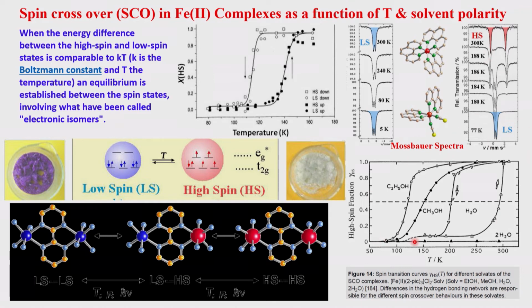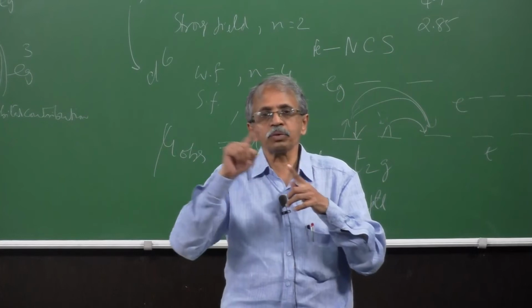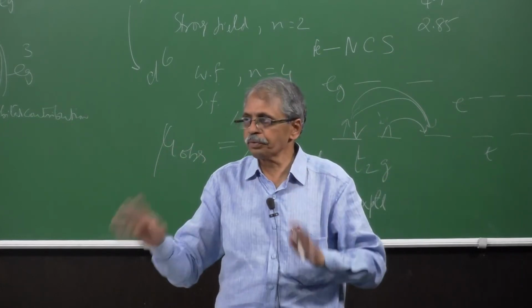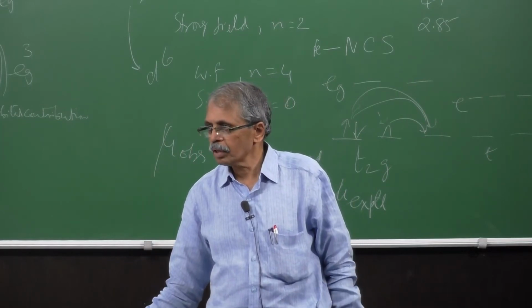So as a temperature variation on this one, you can see temperature variation on these things. The property you are using is the low spin to high spin to low spin transition, only the magnetic property you are using in all these cards. More details are not required for this particular course.